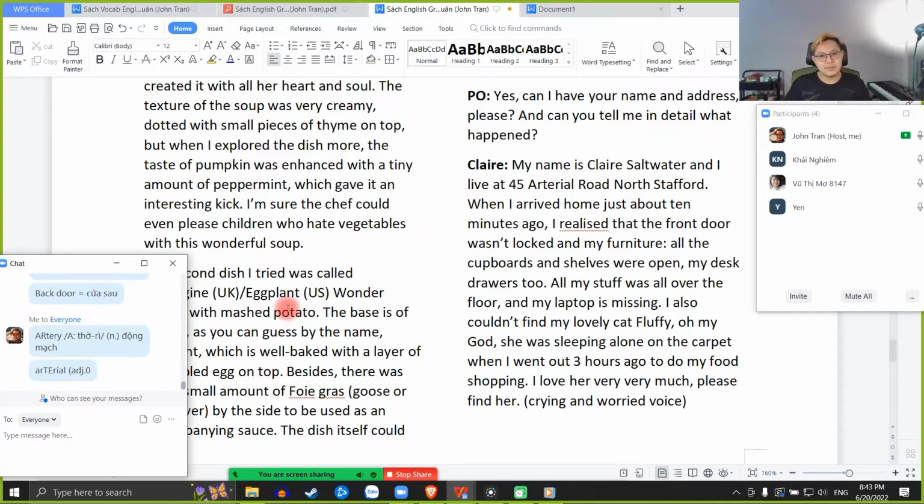When I arrived home, khi mà tôi về đến nhà chỉ 10 phút về trước, I realized the front door wasn't locked. Tôi nhận ra rằng cửa chính đã không có khóa. And my furniture, đồ đạc nội thất của tôi, all the cupboards and shelves were open. Shelves là tủ sách. My desk drawers too. All my stuff was all over the floor.